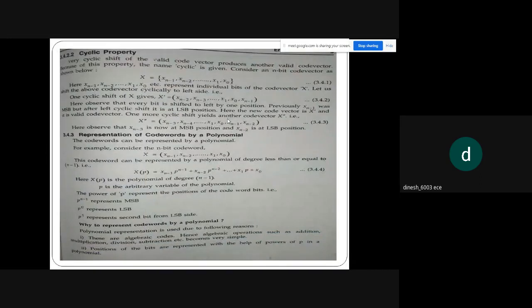In the cyclic property, if we shift, there will be two types of shifting, either right hand side shifting or left hand side shifting. When we do left hand side shifting, we call it MSB shifting. When we do right hand side shifting, we call it LSB shifting. So, shifting the least significant bit and shifting the most significant bit.